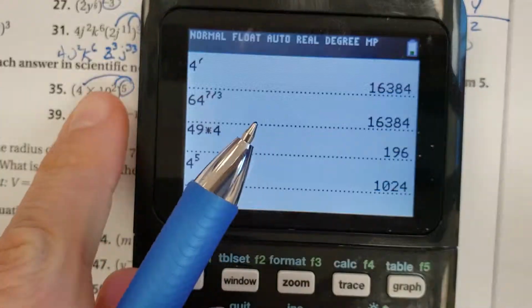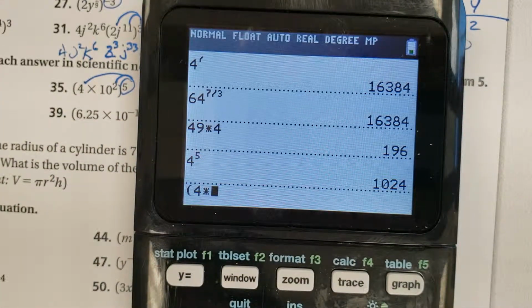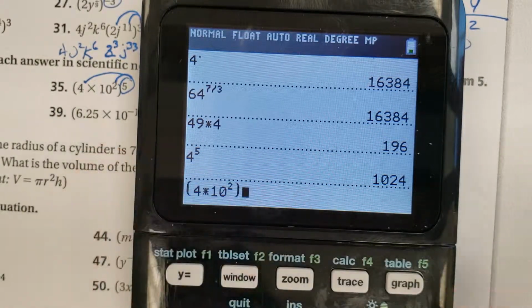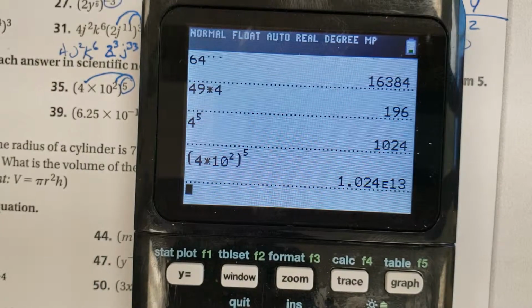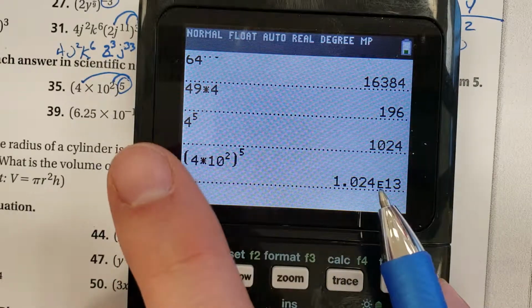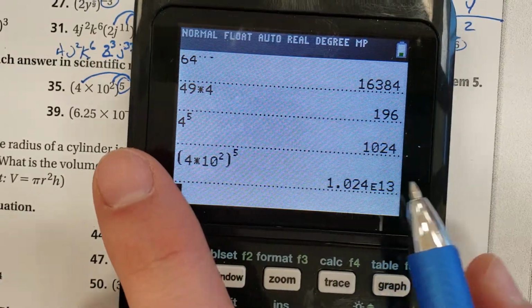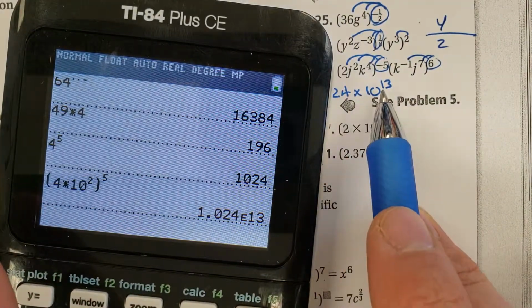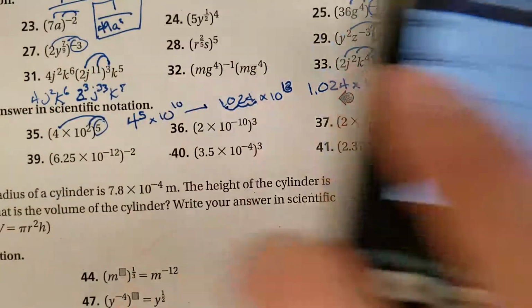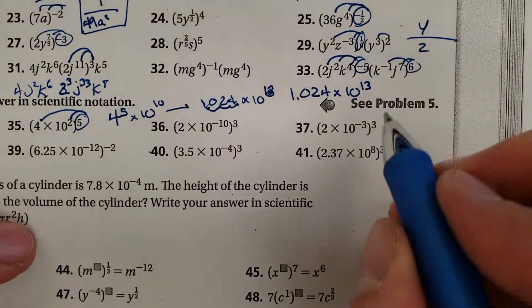Okay. So I'm going to type this just like I see it. Bracket 4 times 10 to the second power. Oh, I don't want the bracket there. What are you doing? Close the bracket. Okay. All of that to the fifth power. Hey, look at that. Oh, wow. Isn't that pretty? 1.024 E13. That's the abbreviation for times 10 to the whatever power. So, wow. Isn't that nice? I did it correctly.